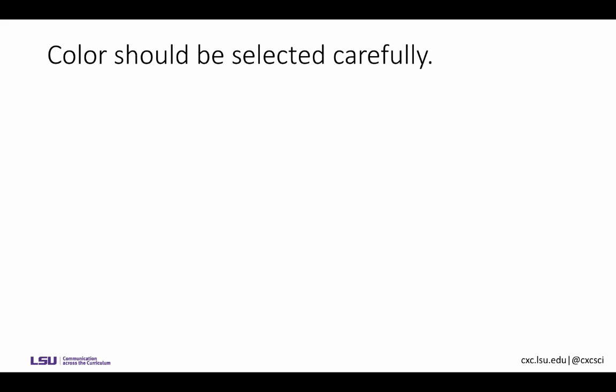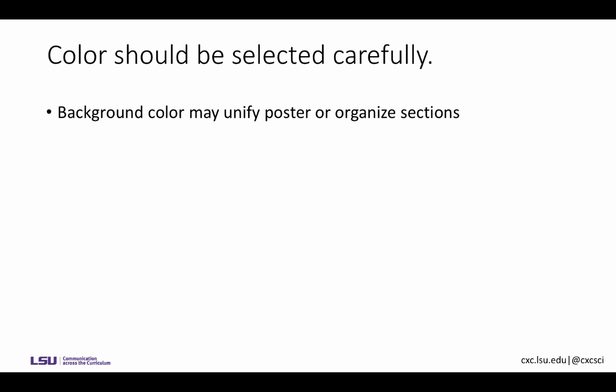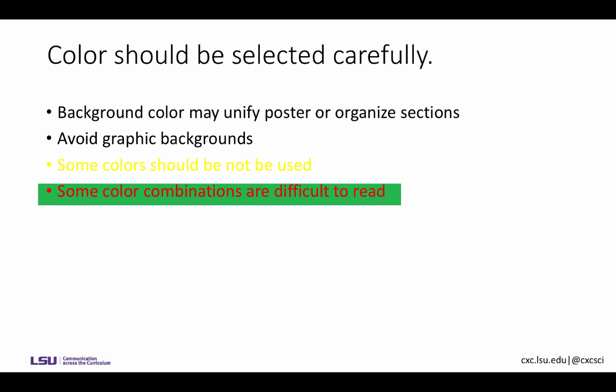Color can be used to make your poster attractive. It's also another way to convey information, so you want to select your color carefully. Background color is useful when you want to unify the poster and help organize sections. I recommend avoiding graphic backgrounds. Graphic backgrounds, then having text that's on top of those, makes it confusing and can distract the reader from what the content really is. If you really want to have that graphic background, why not make that a picture or an image on your poster?